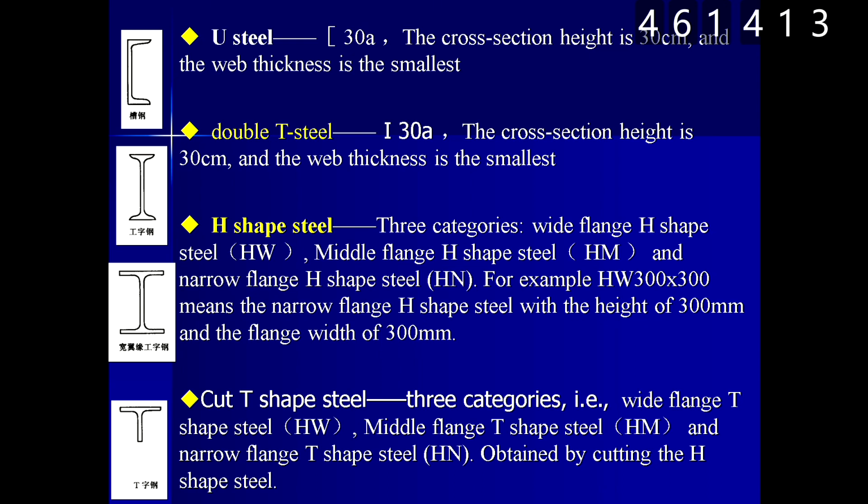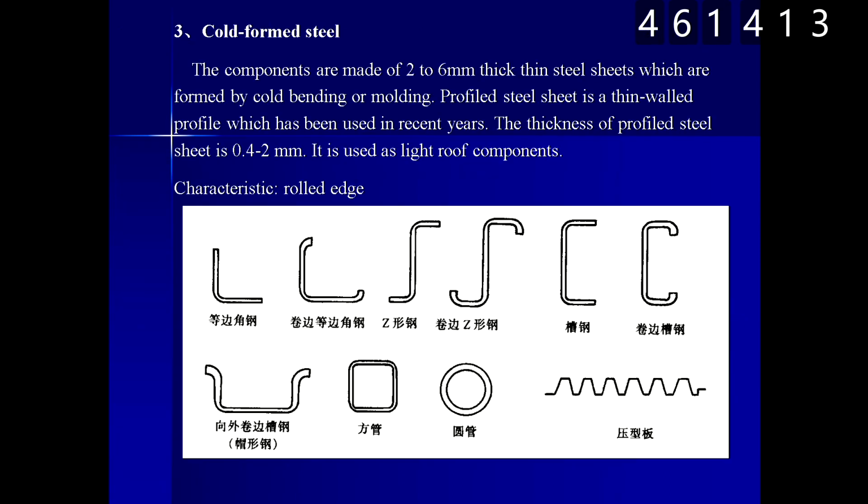And the H type is like this one. H type we can mark as HW300×300. That means the height of the H steel is 300 millimeters, and the flange width also is 300 millimeters. And the cut T-shape steel: normally, you cut the H type, which only shows the top part, to make it a compartment.